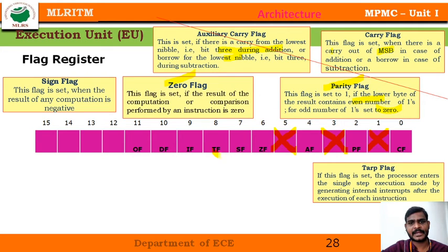Then bit 8 is called the trap flag. This flag is set when the process is to be executed in a single step. Whenever I write a program and execute it, the entire program is executed and gives the result. But if I want to execute instruction by instruction, this flag needs to be set. So earlier I said that it is a conditional flag.